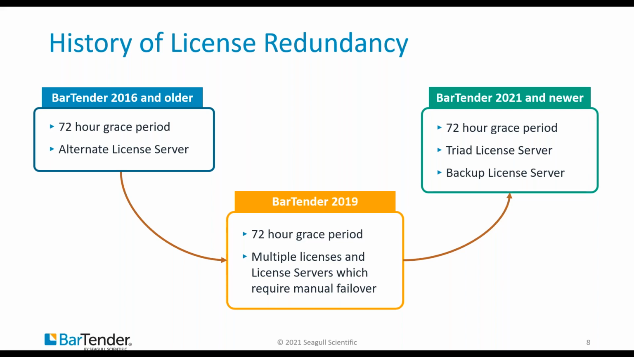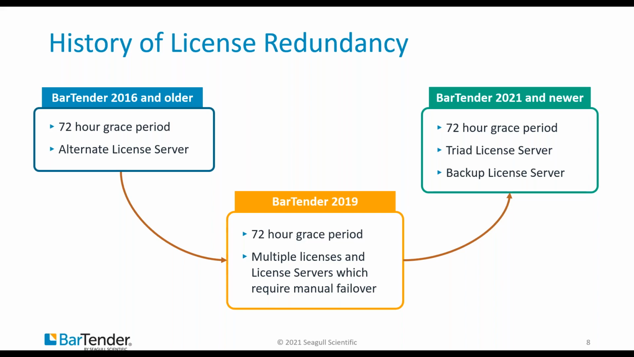Also, multiple license servers can be hosted and partitioned on a single license server as of BarTender 2019. Now with BarTender 2021, automated license server redundancy comes back, taking advantage of the new service-oriented architecture that was introduced with the redesign of the BarTender 2019 licensing model.